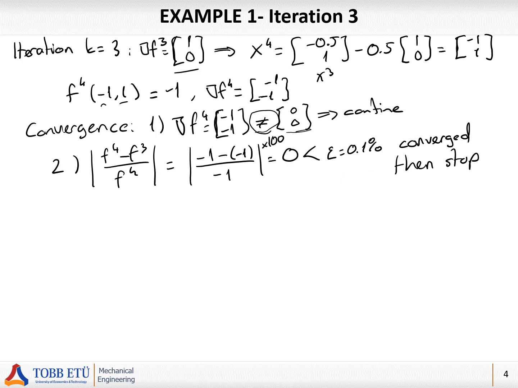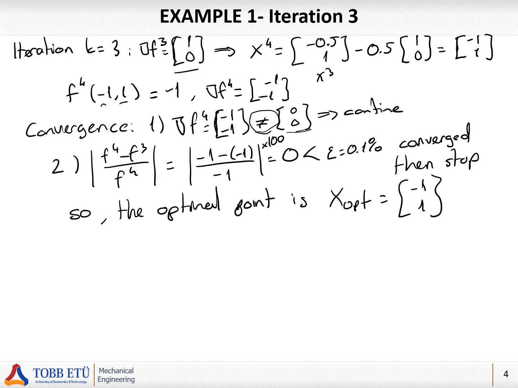So then optimal. The optimal point x_opt is equivalent to minus 1 and 1, because for this we actually had the convergence. So we can stop here and we say that, okay, after the third iteration we were able to find the result. And with this we finish this example by finding the optimum point, and the minimum is minus 1 for the function.